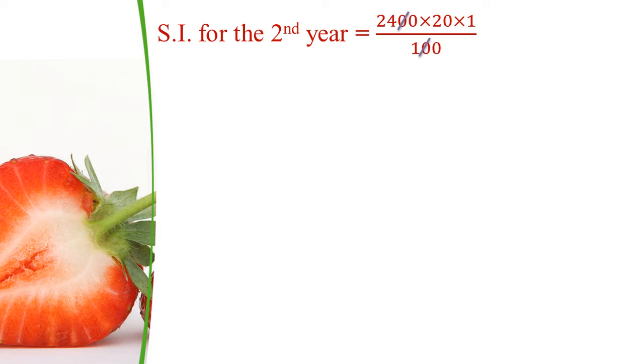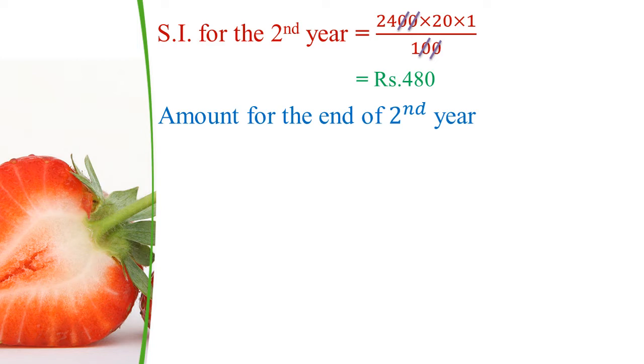Here 0 and 0 gets cancelled out. Another 0 and 0 also gets cancelled out. So 24 multiplied by 20 multiplied by 1, we get rupees 480. So the amount for the end of the second year is, here we should add the principal amount for the second year and the interest for the second year.